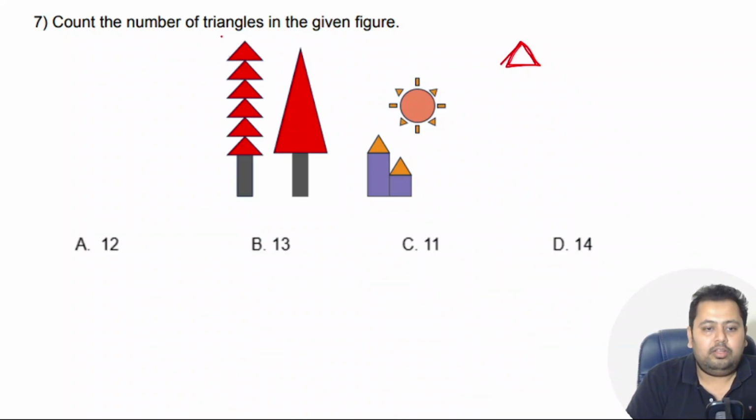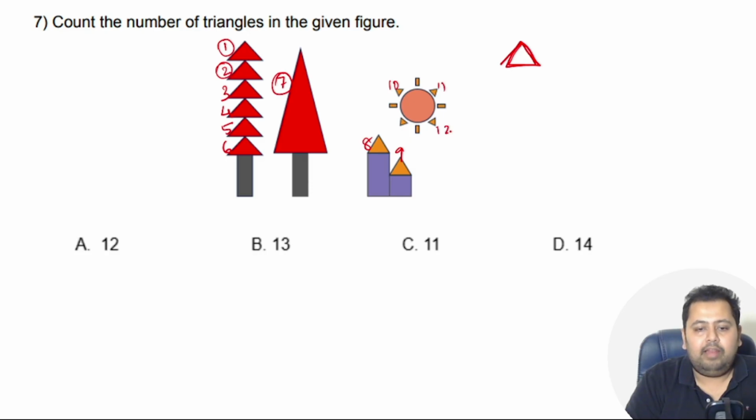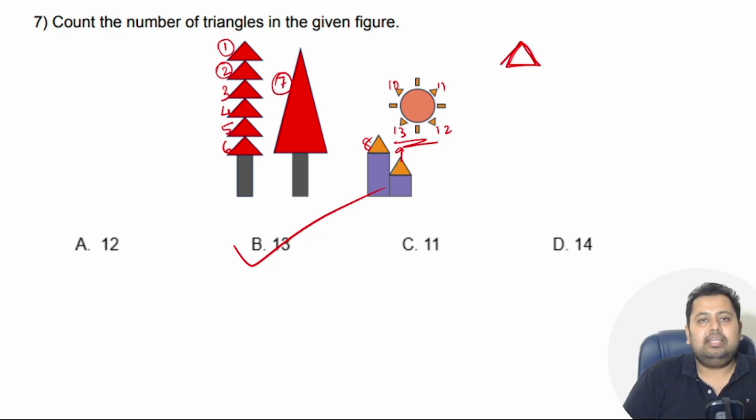So let's count the number of triangles. This is triangle number 1. This is triangle number 2. This is 3. This is 4. This is 5. This is 6. This is triangle number 7. This is triangle number 8. Triangle number 9, 10, 11, 12, and 13. So there are in total 13 triangles in the given figure. Hope you got it correct. Option number B is the correct answer.